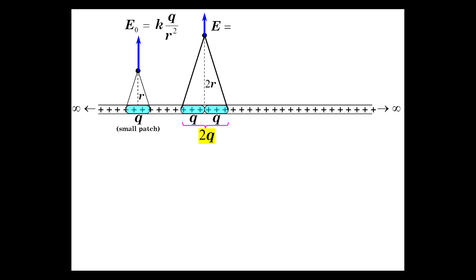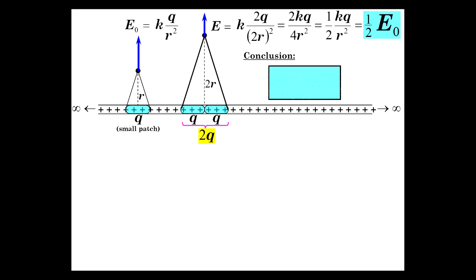The E field is, since they still can be considered points, kq, but the q is 2q over the distance, 2r quantity squared, which is 2kq over 4r squared, which is 1/2 of kq over r squared. Of course, kq over r squared is E0, and therefore it's 1/2 E0. We double the distance, the E field is cut in half, enabling us to reach the amazing conclusion that the electric field produced by a long line of charge is inversely proportional to the radius, proportional to 1 over r.